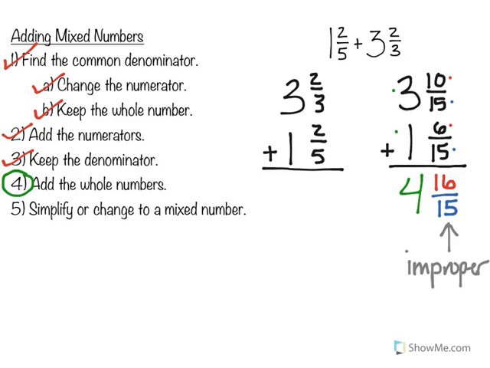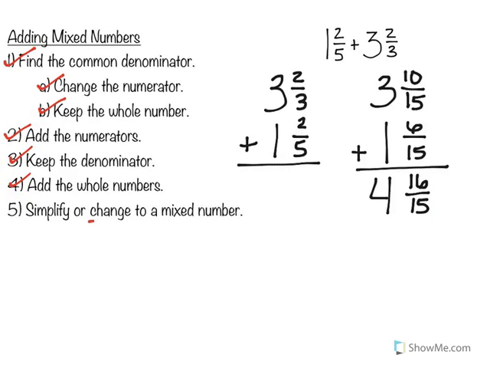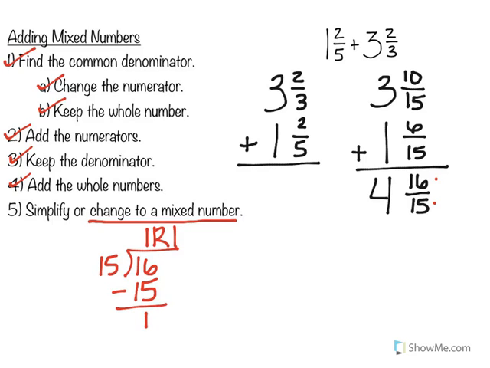So before I can do anything, I must change it to a mixed number. In order to change my fraction to a mixed number, I have to ask myself, how many times does 15 go into 16? So I am essentially doing some long division. The numerator always goes underneath the division bar, and it's always divided by the denominator. 15 goes into 16 one time. 1 times 15 is 15. I subtract, and I get a remainder of 1.